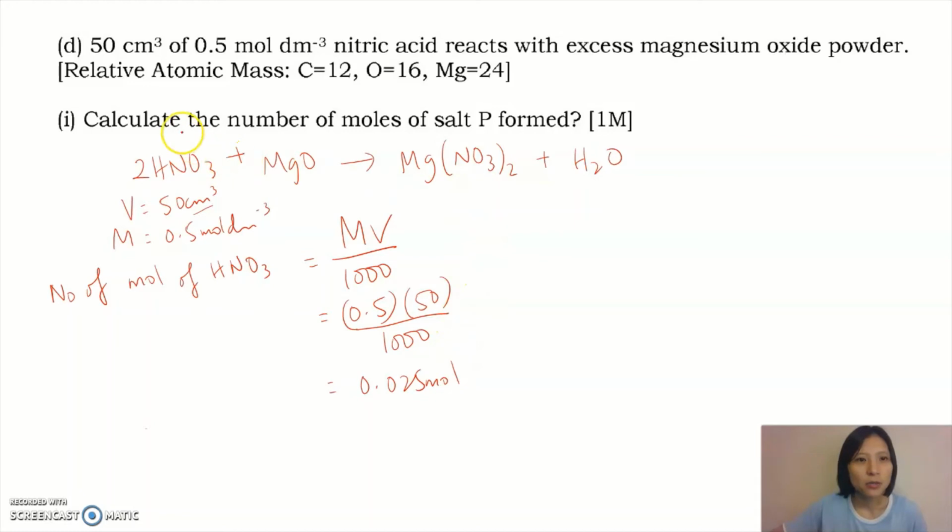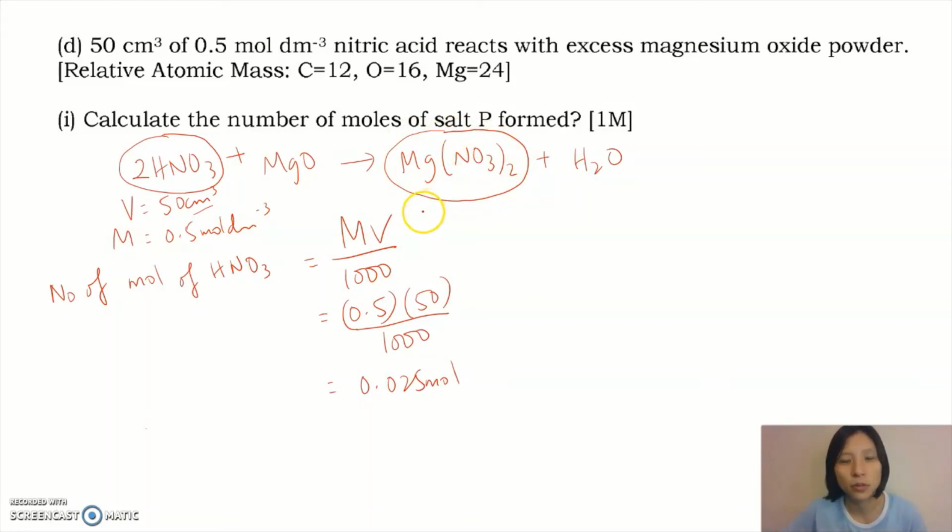Now they ask you to calculate the number of moles of salt P. Salt P is magnesium nitrate. So we want to compare the ratio of these two. For nitric acid, we have the information, the number of moles. Whereas magnesium nitrate is the answer that we want, the number of moles of magnesium nitrate. That's why we compare these two ratios.